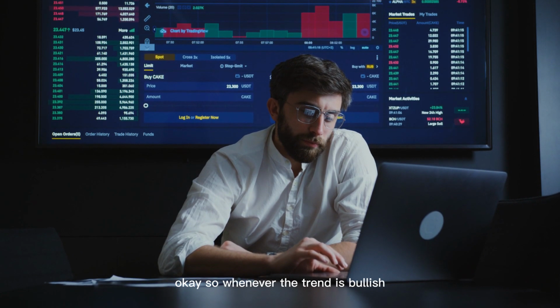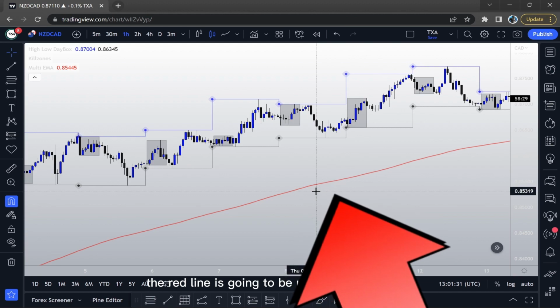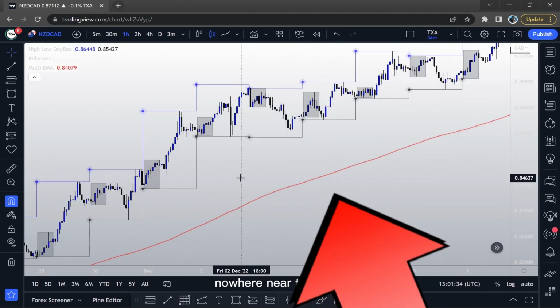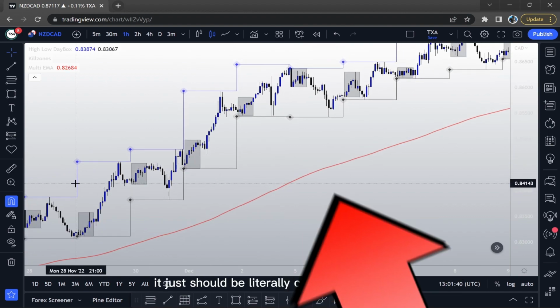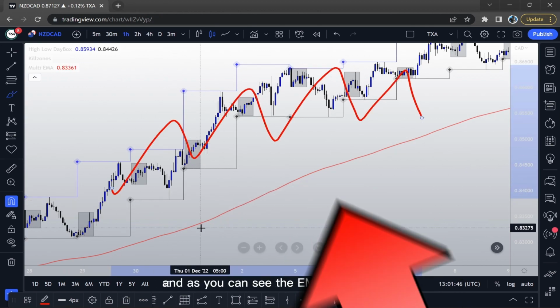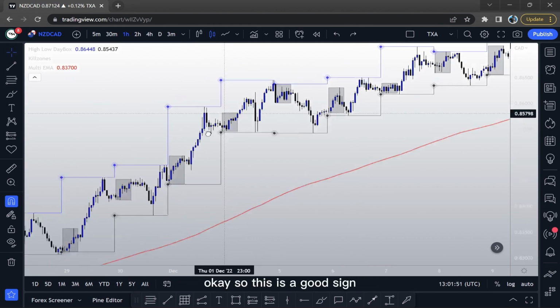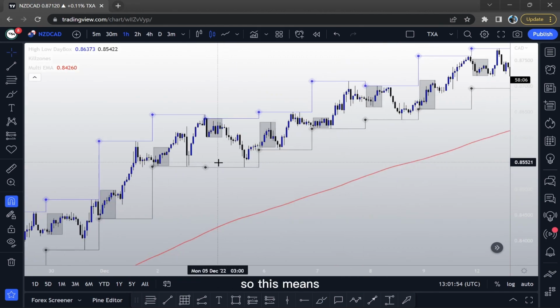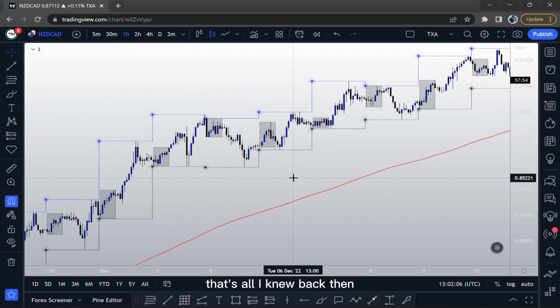Okay, so whenever the trend is bullish, the red line is going to be underneath the price, nowhere near the price. It shouldn't be close to the price. It just should be literally clear from the price. Here's our candlesticks. That is our trend. And as you can see, the EMA is beneath it. Okay, so this is a good sign. This is a very good sign. So this means that the buyers are in control of the market. That is all I need to know. Nothing else. Nothing complicated. That's all I knew back then.